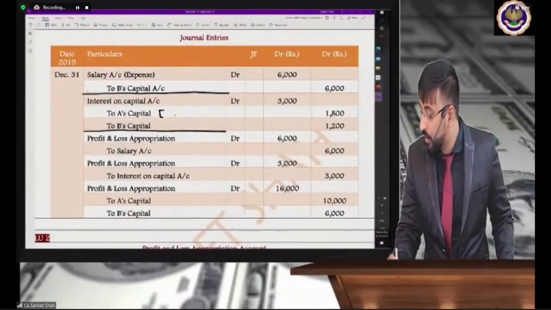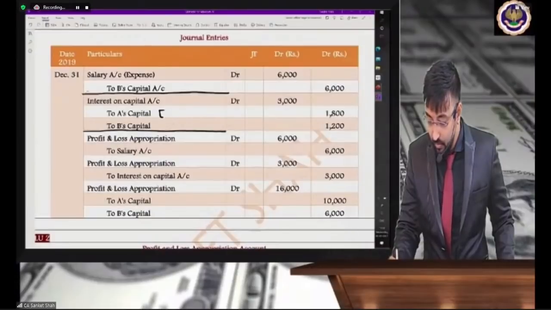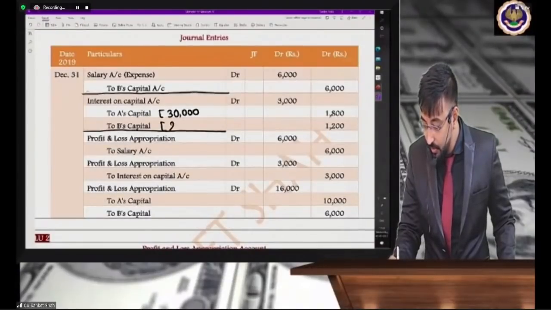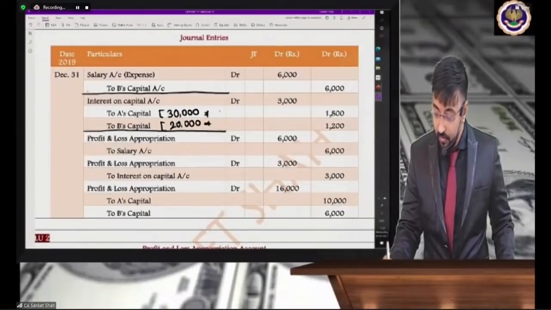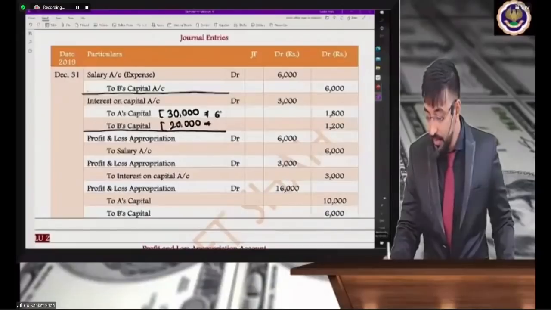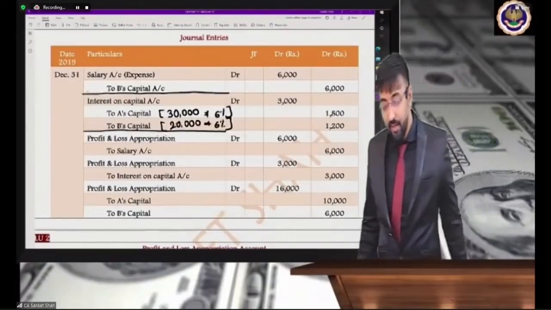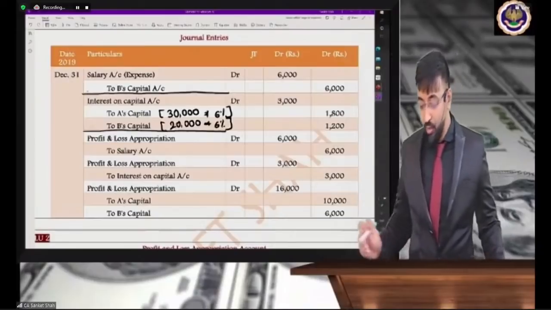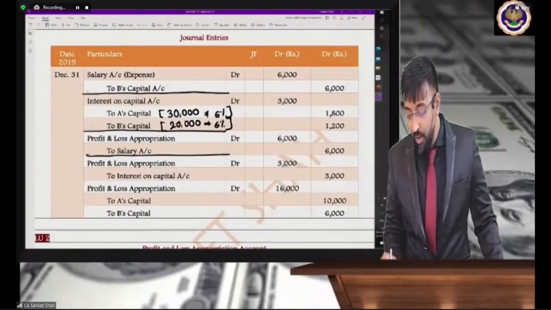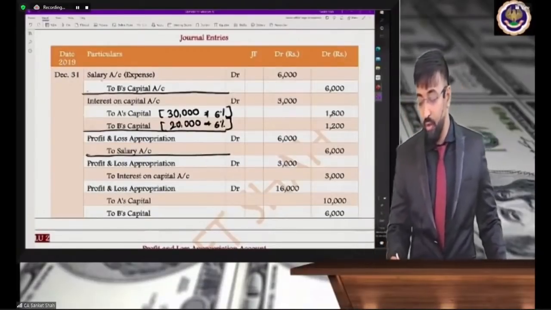Tell me what is the amount of capital? 30,000, 20,000. What is interest percentage? Haji? 6%. So 6%, 6%. Interest on capital account debit to A's capital to B's capital. And then profit and loss account debit to salary. Salary is going to cancel.